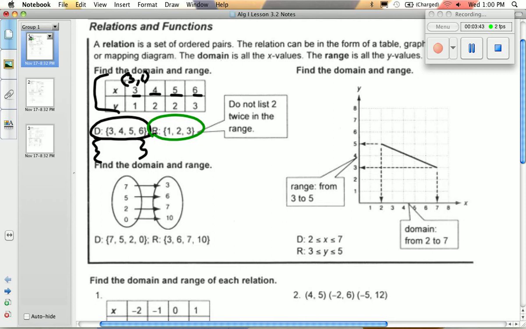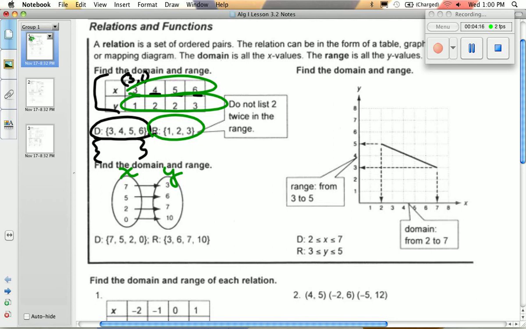So the domain is made up of all of the x values. The range is made up of all of the y values. Don't need to do any repeats in either of them. Well, what if it's in a mapping diagram? Does anybody know what number of the ordered pair is being represented in the first oval? The x. Just like we put the x first in the ordered pair, that first oval is really representing the x values. And this oval is representing the y values.